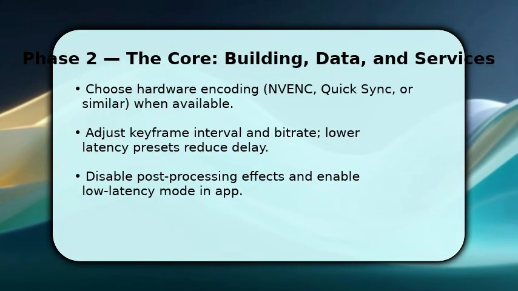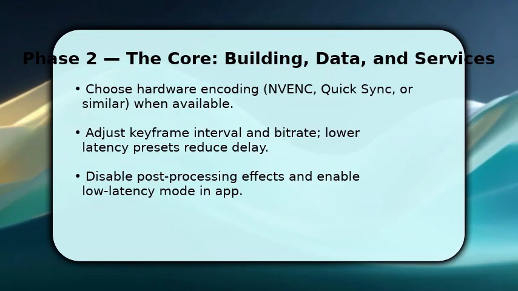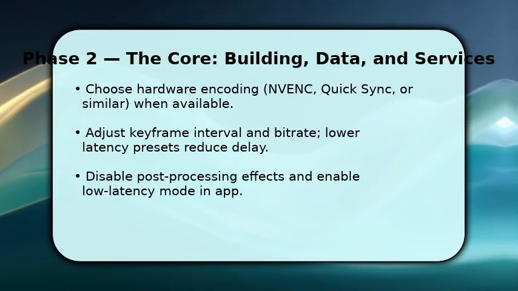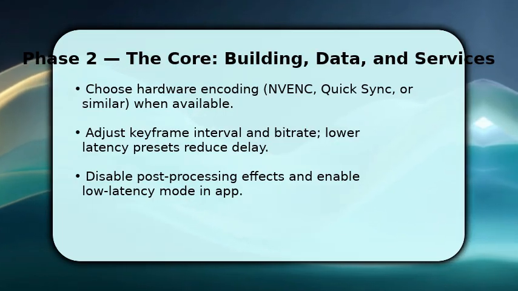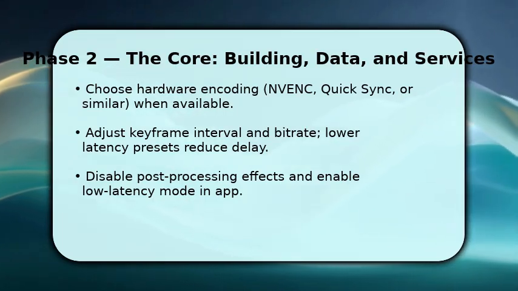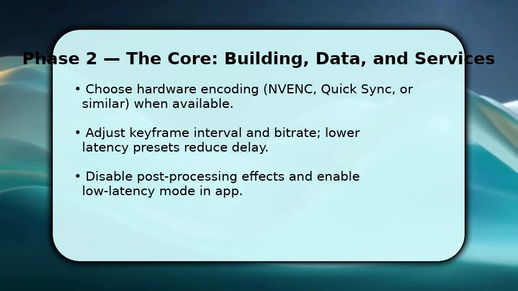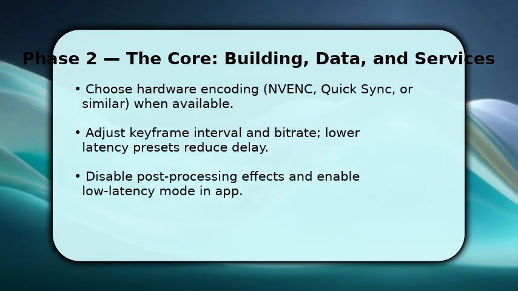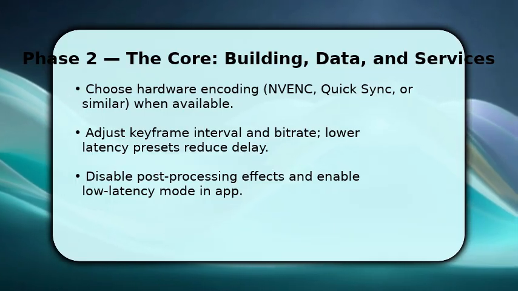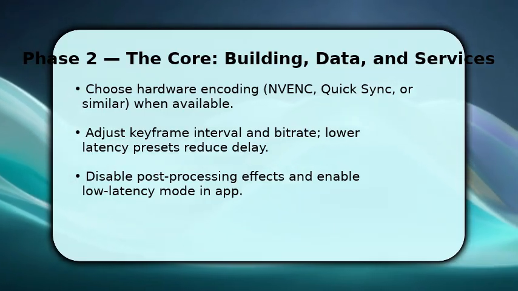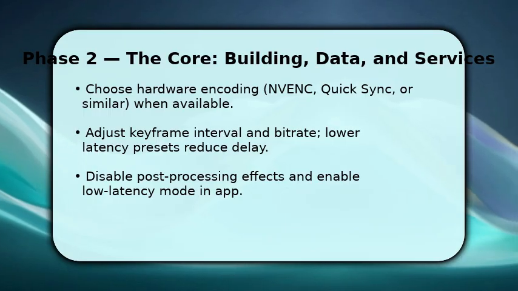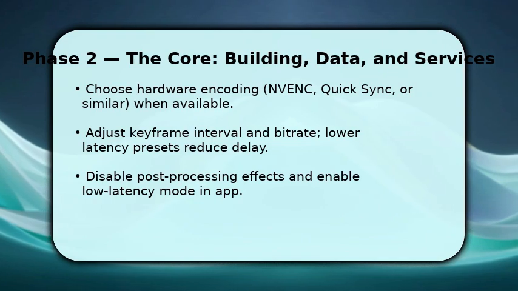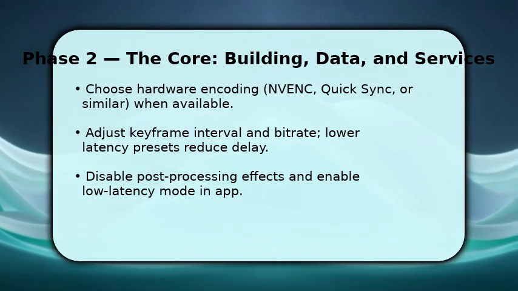Now optimize how the video is encoded and transmitted. You should switch to hardware encoding, NVENC or QuickSync, because it offloads work from the CPU and trims milliseconds. Next, lower bitrate and shorten the keyframe interval to reduce buffering. Use a low latency preset if available. Also disable filters, post-processing, and V-Sync on the sender. These add rendering delay. Once these changes are applied, test a short cast and watch frame timing. If it improves, proceed to network tuning and final checks.